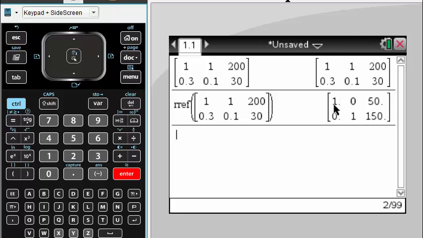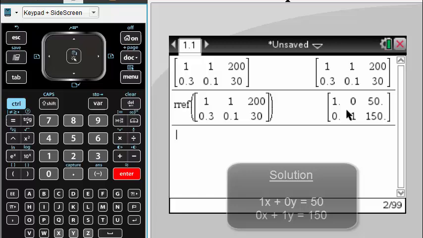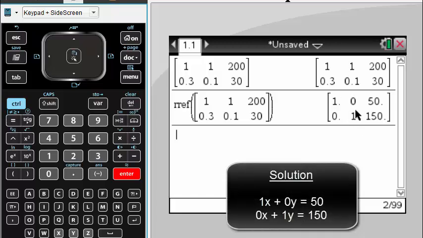The calculator comes up with an answer. Now let's understand what the calculator is telling us. It is giving us an answer in the same form in which we plugged in the matrix. Our first column were x's, second column were y's, and the last column were just numbers. The same thing's happening here. So this first row represents an equation: 1x plus no y's equals 50. In other words, x equals 50.